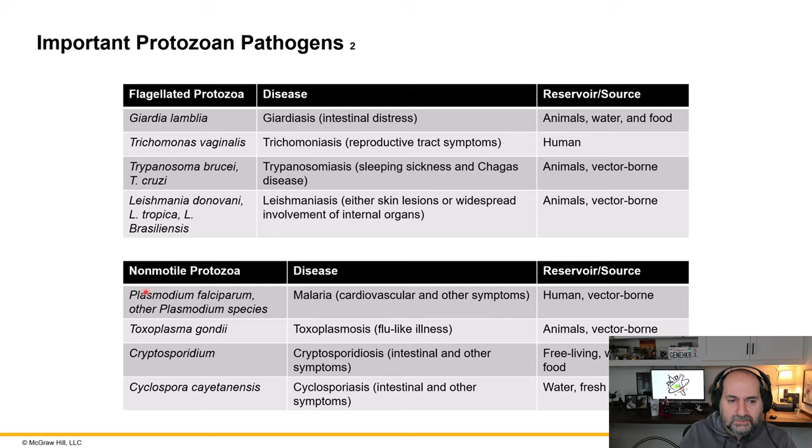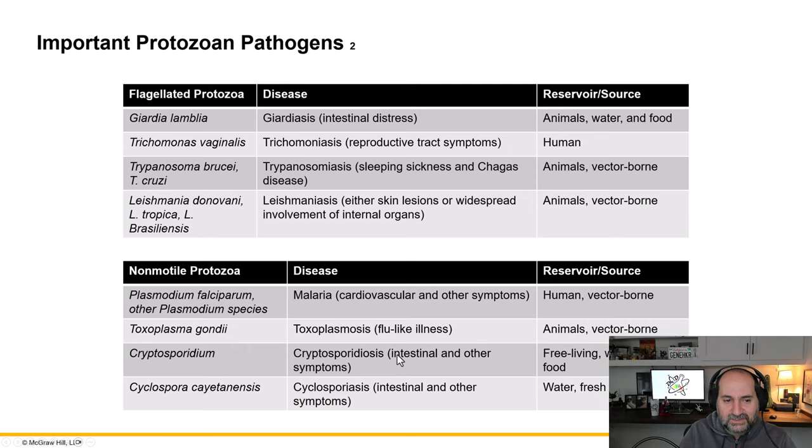Here are some non-motile protozoa. Remember I said some protozoa are not motile. So Plasmodium, for instance, is non-motile. This is the cause of malaria, where the reservoir is the human, and it's spread by a vector, the mosquito. Toxoplasma causes toxoplasmosis, which is a flu-like illness. Cryptosporidium causes cryptosporidiosis, which is another intestinal disease. And Cyclospora causes cyclosporiasis, an intestinal disease as well.